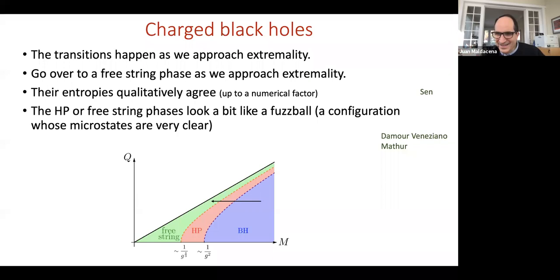Now, it's a non-extremal configuration. It has as much entropy as the black hole, essentially. It's just the maximal entropy configuration. And it's near extremal, not exactly extremal. I see. And it is what the word says, some fuzzy thing of strings.